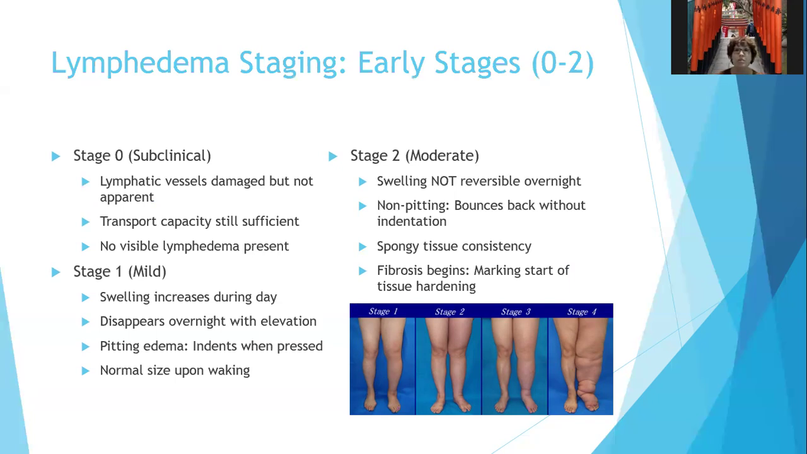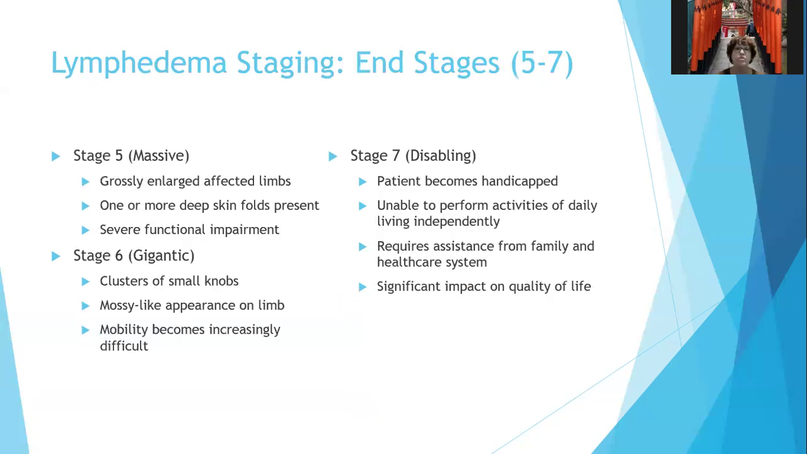It's much more uncommon to have both sides be affected with secondary lymphedema. With primary lymphedema, you might have both sides affected. So the end stages that you rarely see, stage 5, deep skin folds, severe functional impairment; stage 6, clusters of small knobs, mossy-like appearance on the limb, and mobility is increasingly difficult. Stage 7, the patient is unable to perform daily activities, becomes handicapped. It requires assistance from family and the healthcare system, and it has a significant impact on the quality of life.